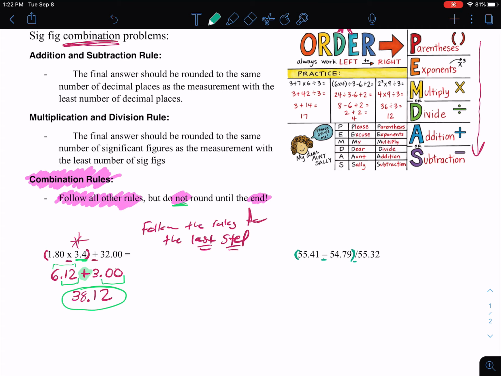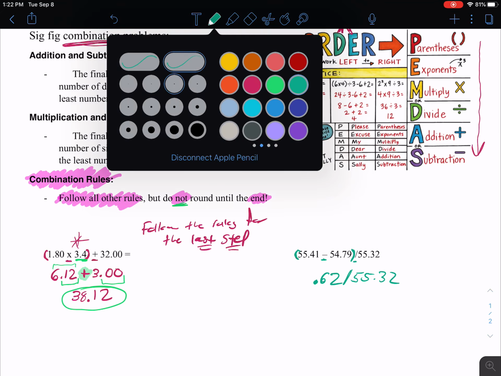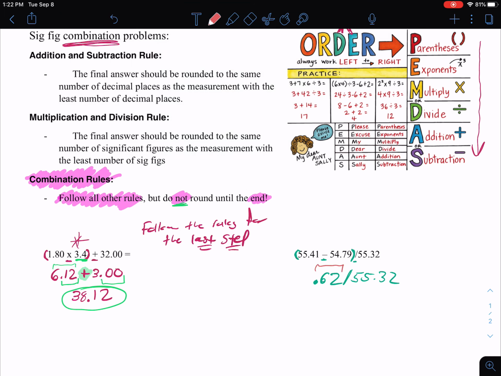When you take 55.41 minus 54.79, you get 0.62 divided by 55.32. Remember, we are not going to round. We are not rounding this yet. We are not rounding until the end.